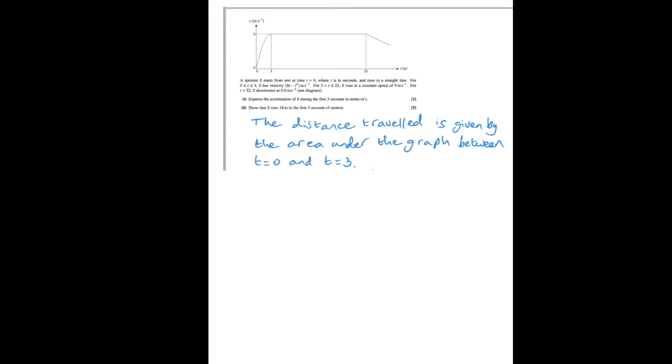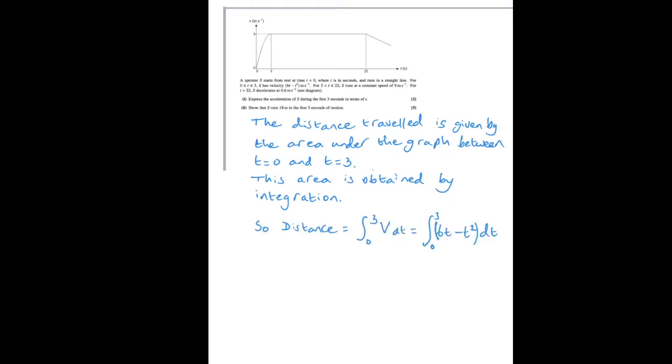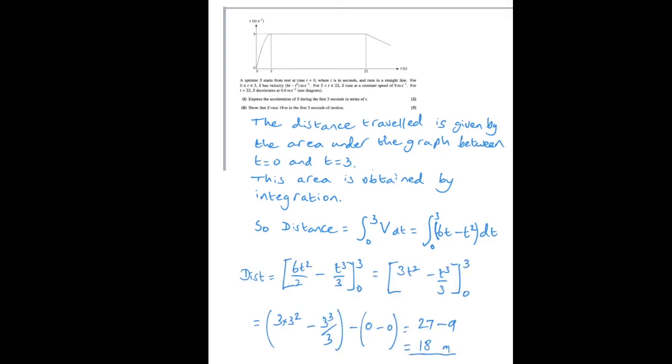Firstly, we need to appreciate that the distance travelled will be given by the area underneath the graph. This area will be obtained by integration. So we need to integrate the function for v between the limits t equals 0 and t equals 3. This integration will yield the following result. We can see that this gives the result of 18 meters as required.